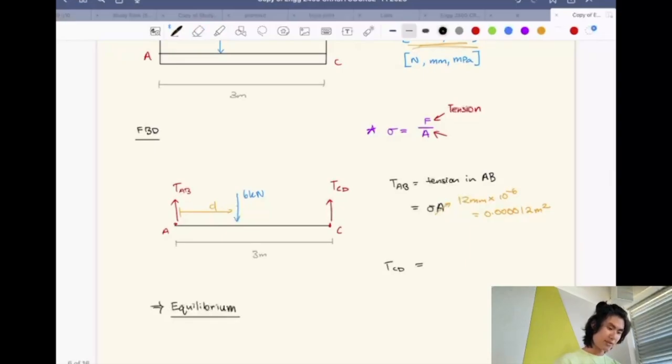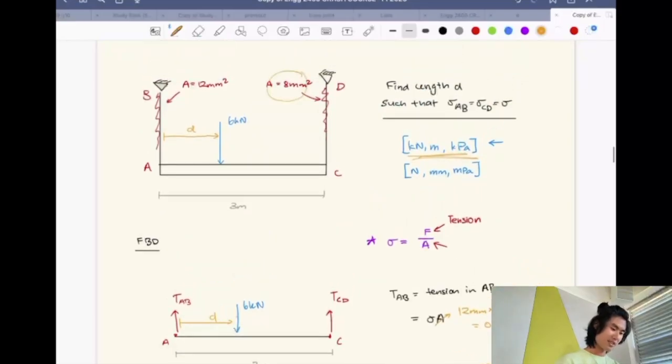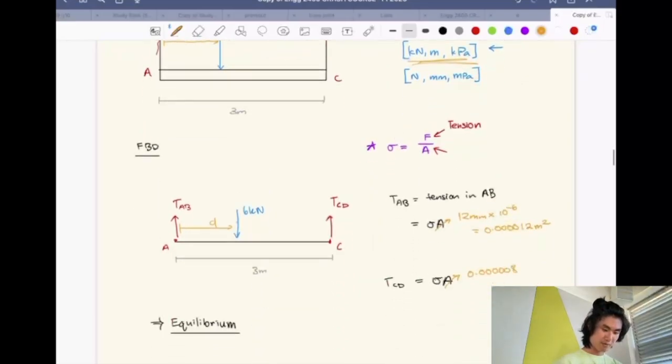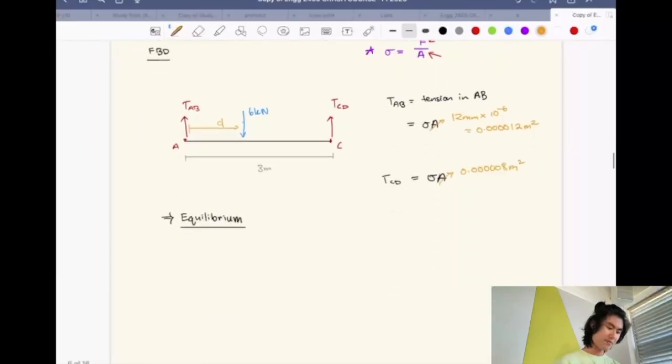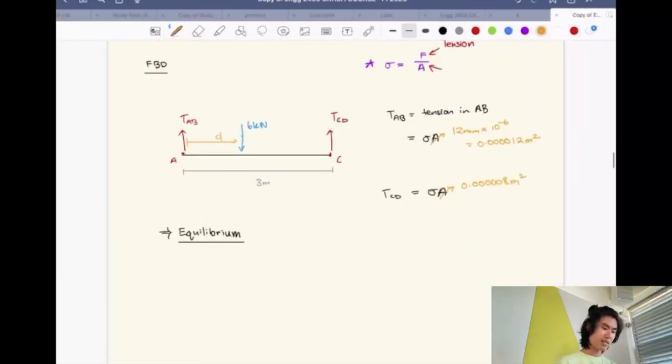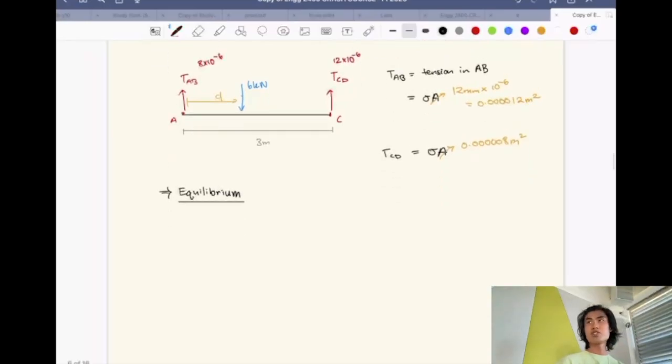And then for TCD, it's the same thing, except you'll get something along the lines of 0.00008, so this is 0.0008 meters squared. Okay, so now we know what those values are. This is 12 times 10 to the negative 6. This is 8 times 10 to the negative 6. Okay, now you could just use 1300 here. 1300 is just going to be the forces in the y direction.